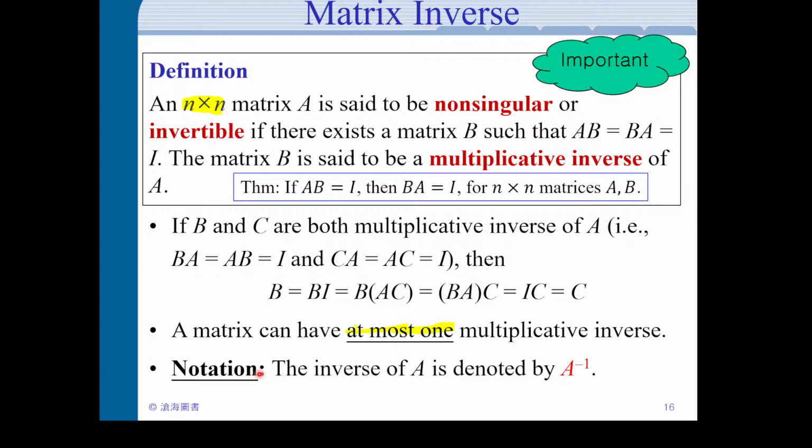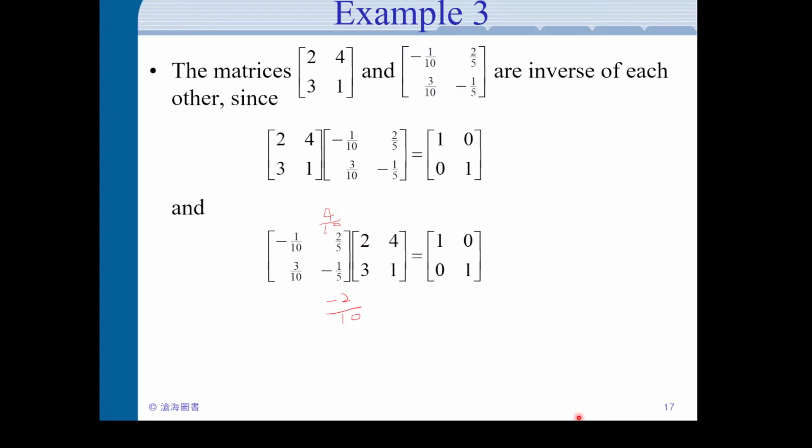And here I have a notation. The inverse of a matrix A is denoted by A to the -1 power. I think this should be pretty intuitive notation. Okay, and here we have some examples. If you have the matrix 2, 4, 3, 1, then -1/10, 2/5, 3/10, -1/5 will be its matrix inverse. And we can multiply from both right and left to see it gives the identity.